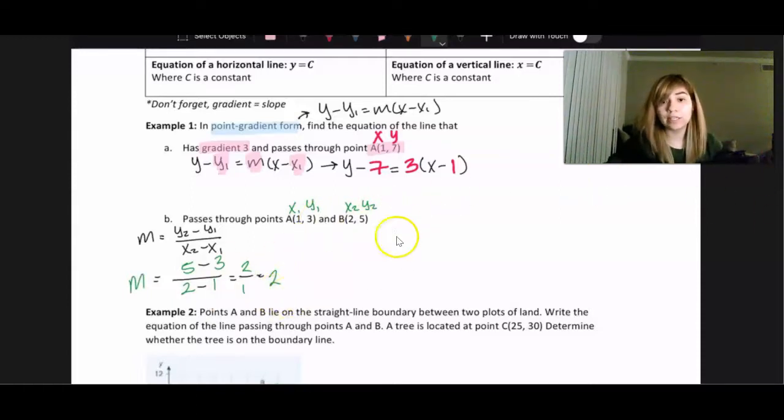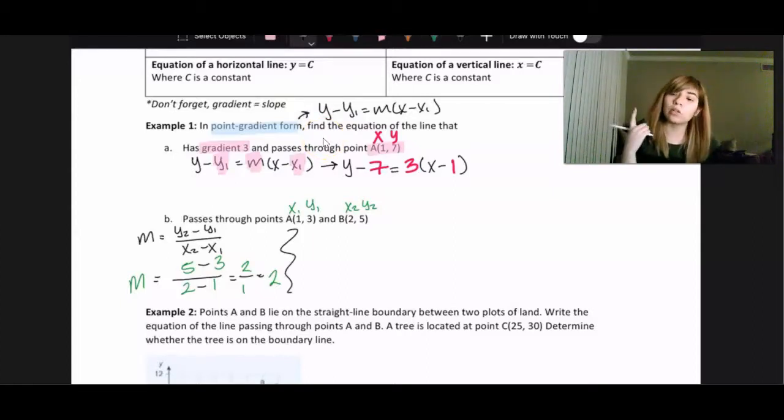Now, since I have a gradient and I have 2 points to choose from, I can use point gradient form. Now in this case, I have 2 points. I'm not going to use both points. For point gradient form, you only need 1 point. The only time you need 2 points is if you're not given a gradient and you have to find the gradient from those 2 points. Now it doesn't really matter which point you use. I'm just going to use point A because it's the first point I see, but if you had used point B, you would get a correct answer as well. It'd still be the same.